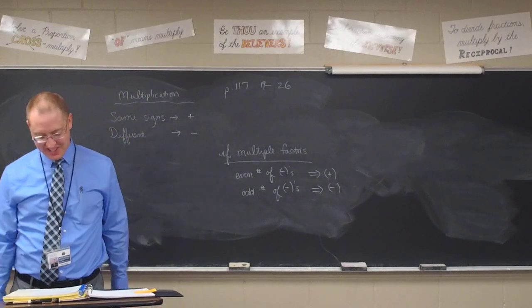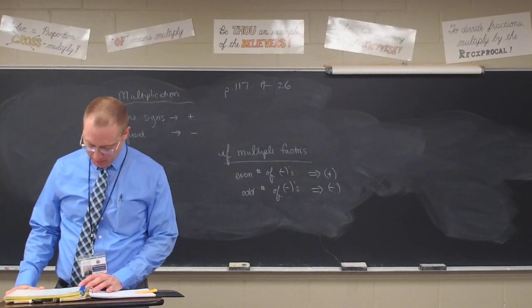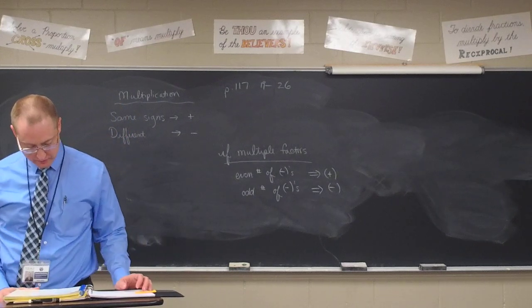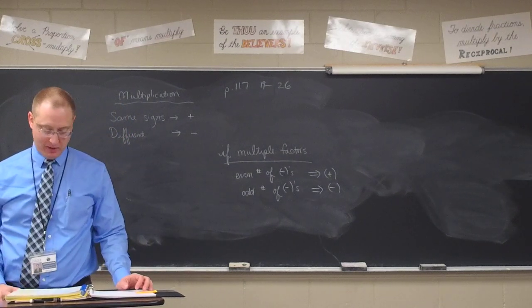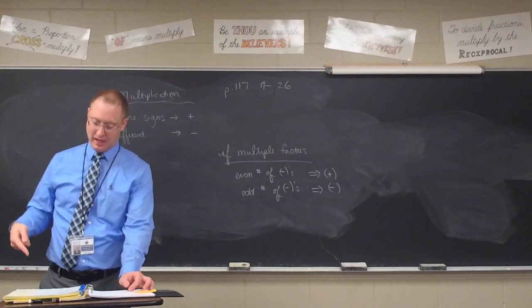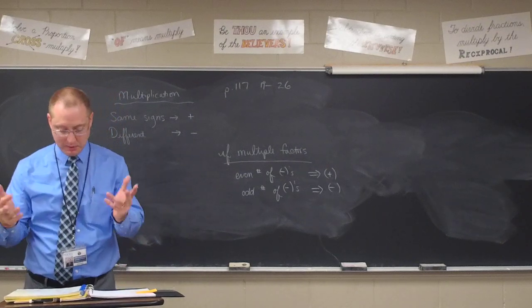All right, let's take a look at these together, and we'll start with Joel, number 19. What'd you get for your answer? Negative 27. We got 3 negatives, so we know that's negative, and then we don't care about the ones, but 3 times 9 is 27.